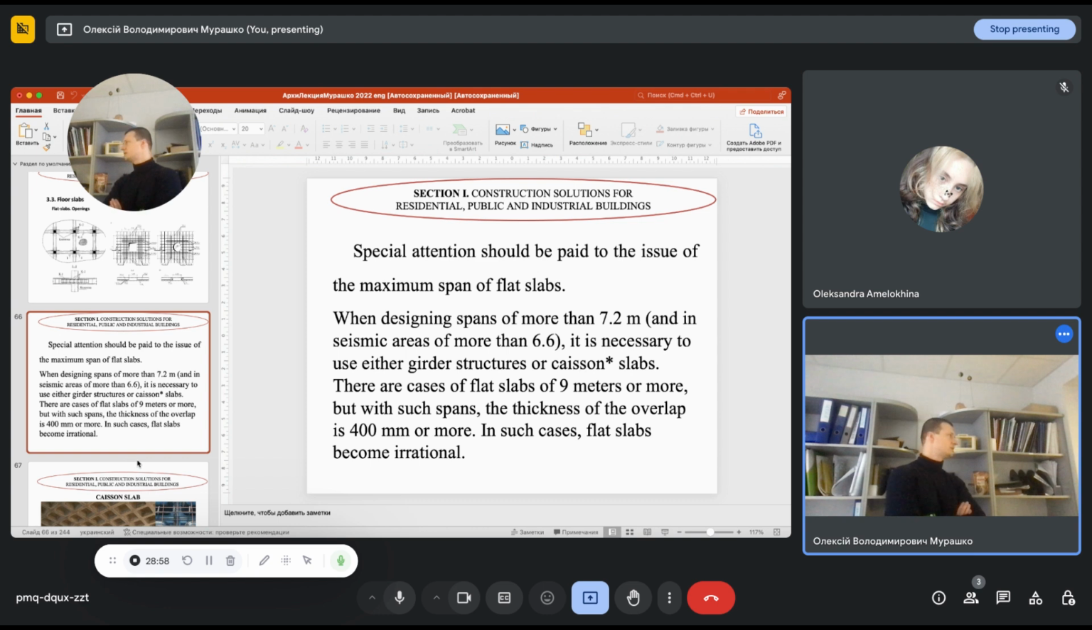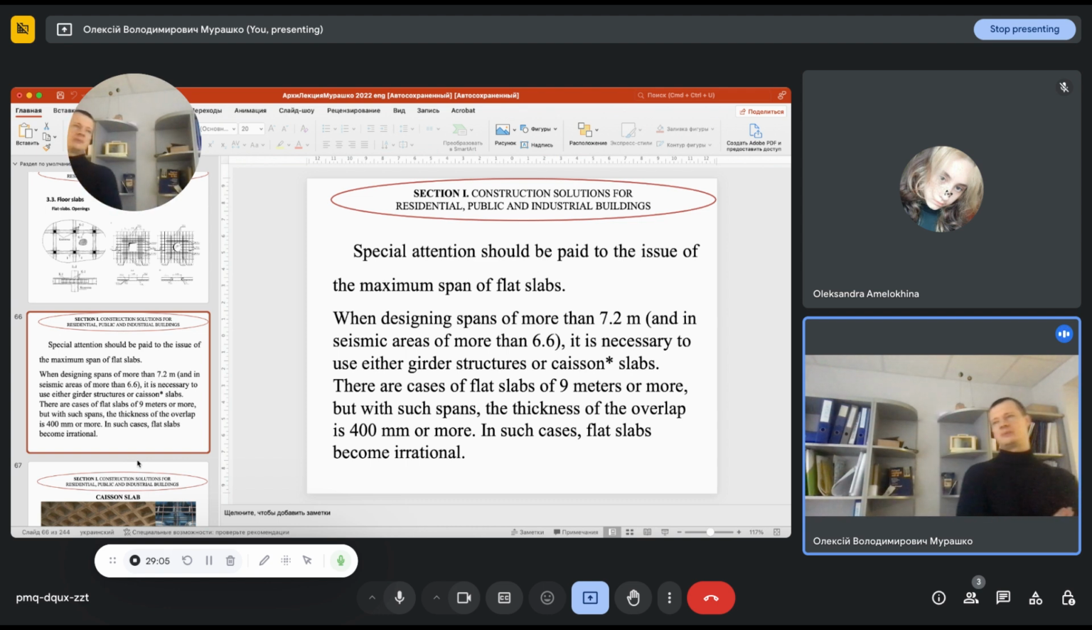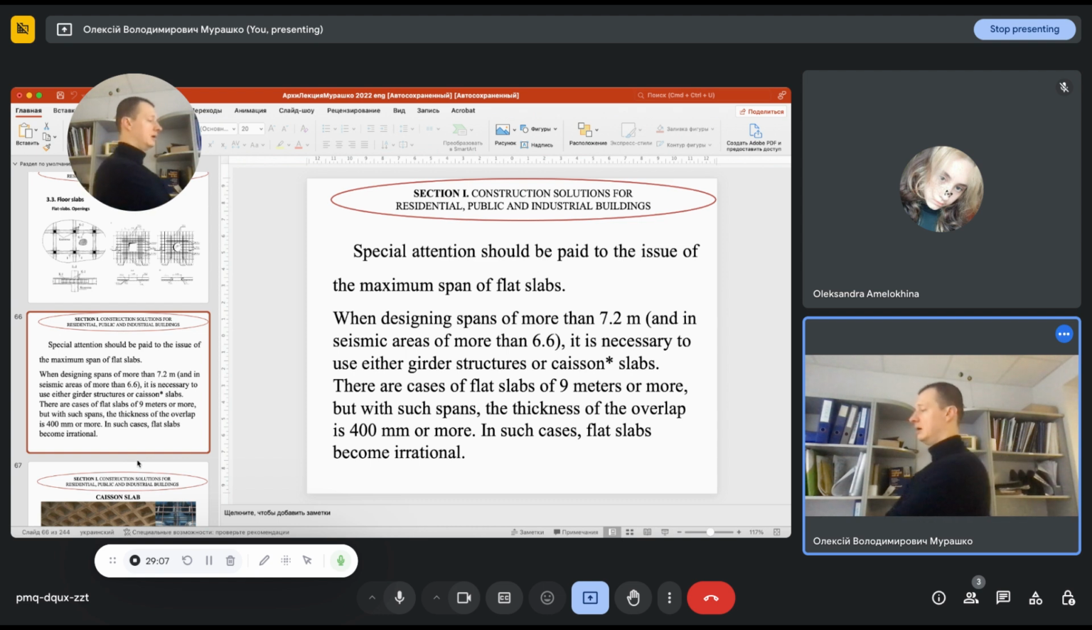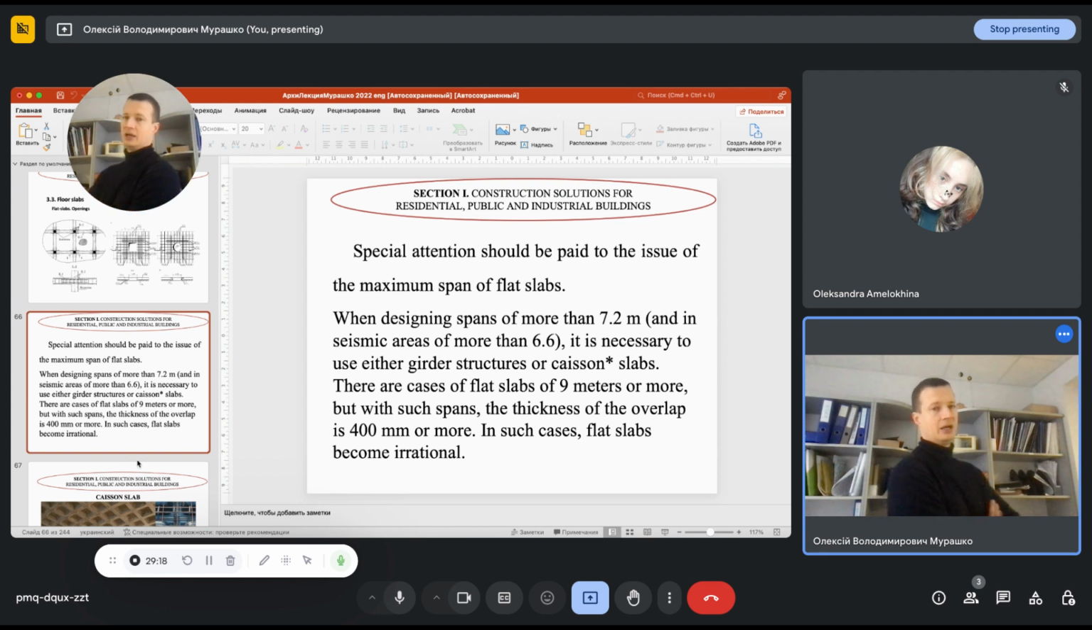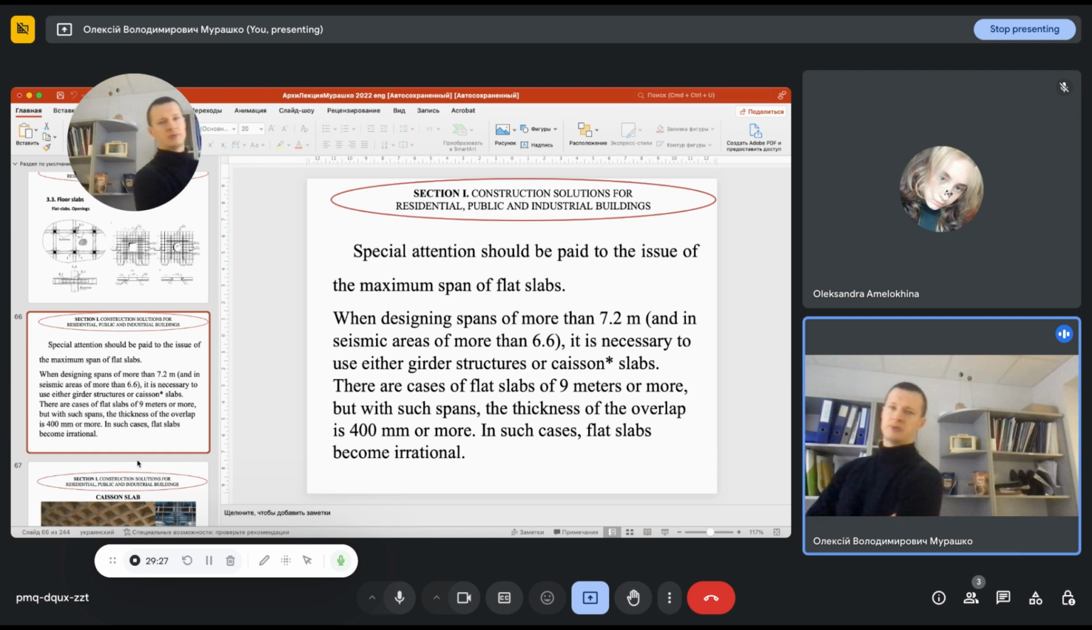An important moment that we have to take into consideration when we are designing flat slab buildings. We have to know that spans of more than 7.2 meters, and when we're talking about seismic regions, spans of more than 6.6 meters, it is necessary to use beams or other beam or grid structures. So, for example, it may be caissons.